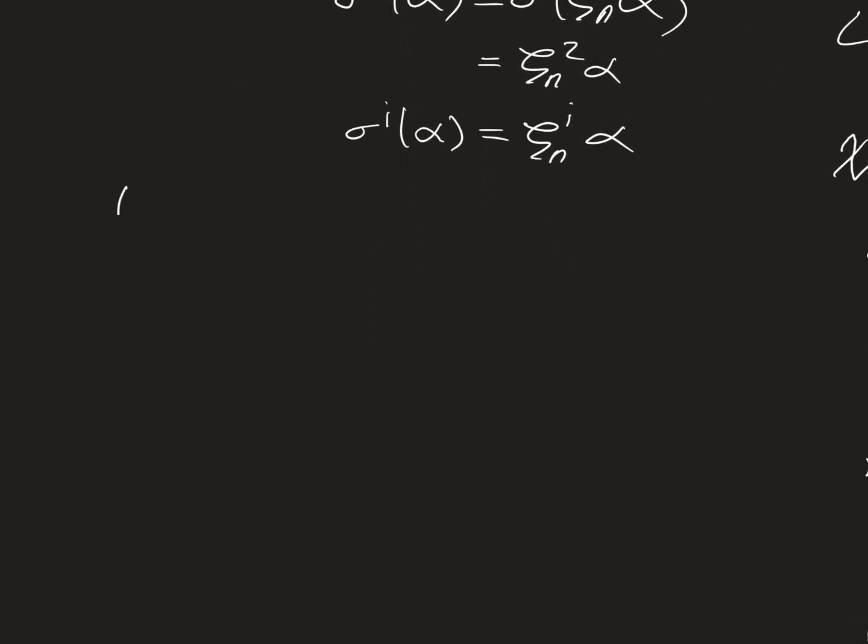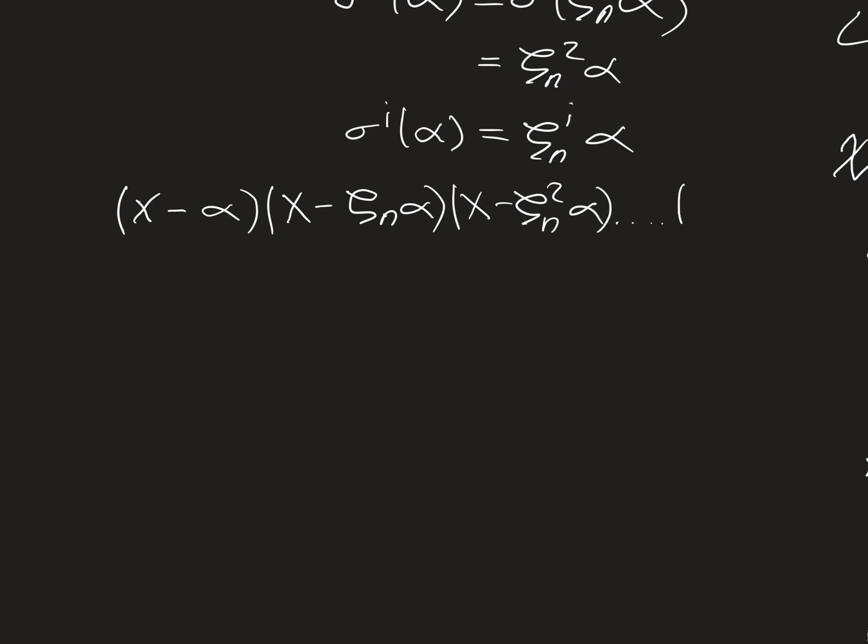So the minimal polynomial for alpha, by basic Galois theory, the foundations of Galois theory, is going to be x minus alpha, and then we need to put in all of its Galois conjugates, so it's going to be x minus zeta_n alpha, and then x minus zeta_n squared alpha, and then all the way up to x minus zeta_n to the n minus 1 alpha.